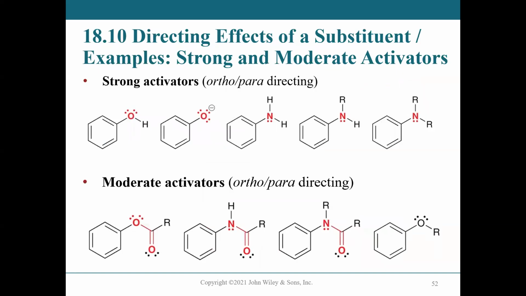So here are some strong activators, ortho-para directing, and moderate activators. You don't have to memorize this. This is all here for you. Strong activators are characterized by the presence of a lone pair immediately adjacent to the aromatic ring. So what do we see here? These lone pairs of electrons, don't we? A moderate activator exhibits a lone pair that is already delocalized outside the ring.